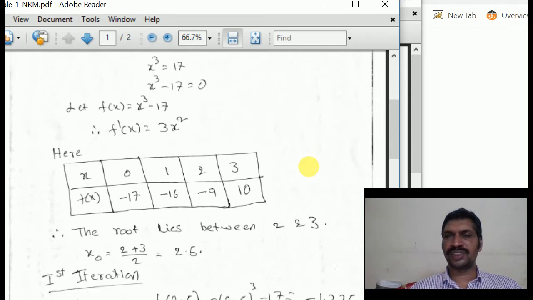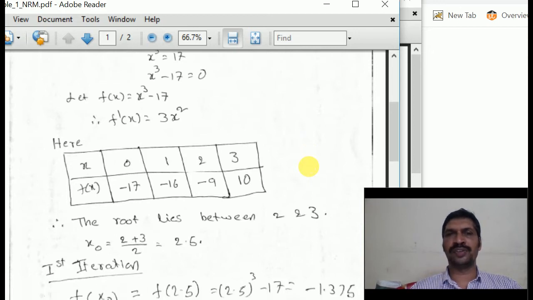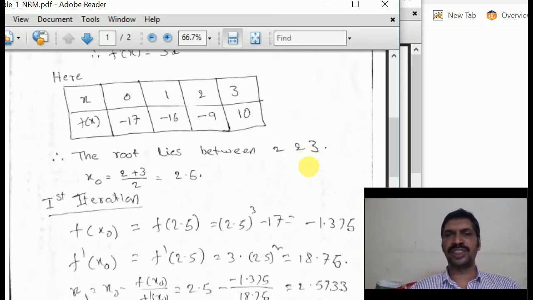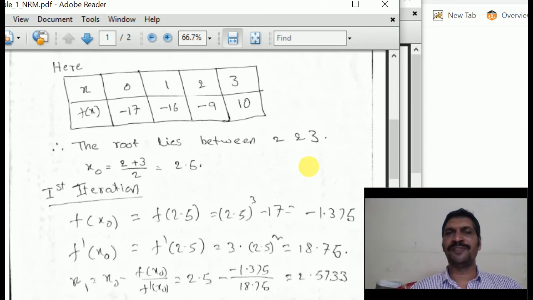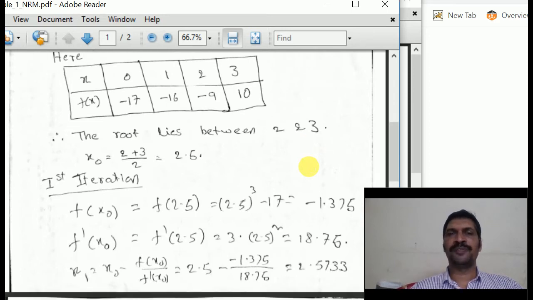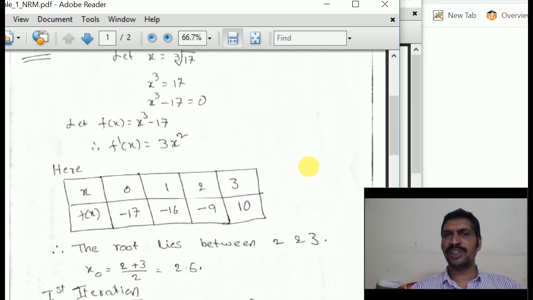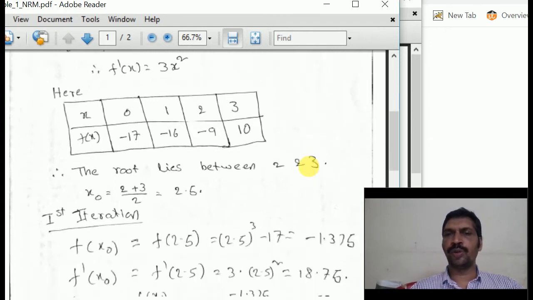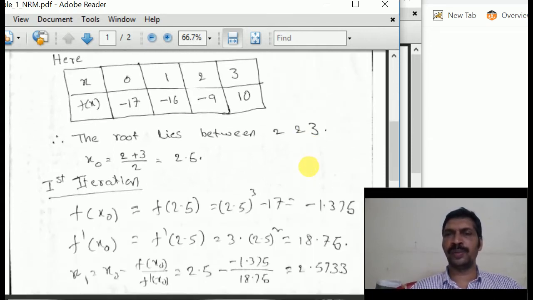Now we will take the initial value as the midpoint of these two values: 2 plus 3 by 2, which is 2.5. This is the x naught value. First iteration: f of x naught equal to f of 2.5, 2.5 whole cube minus 17. f dash of x naught, the formula is 3x square, 3 into 2.5 whole square, which is equal to 18.75.